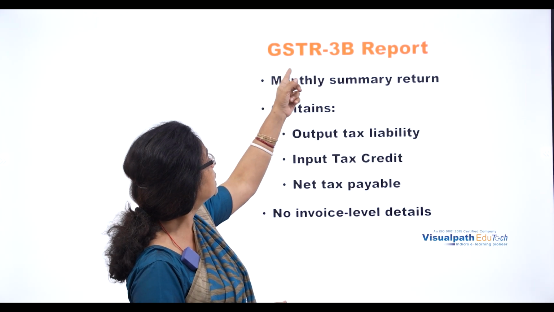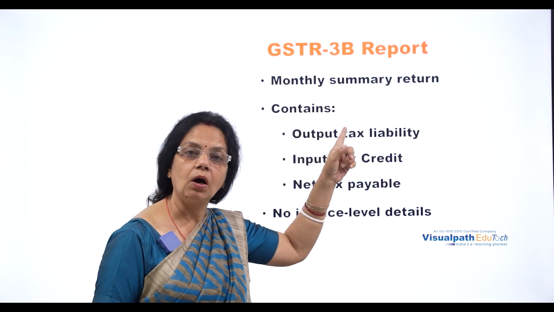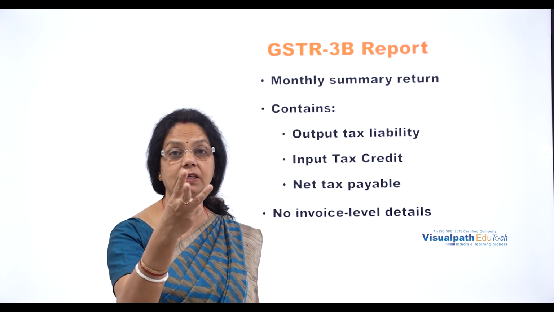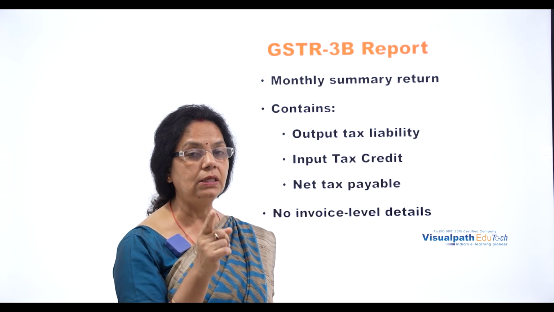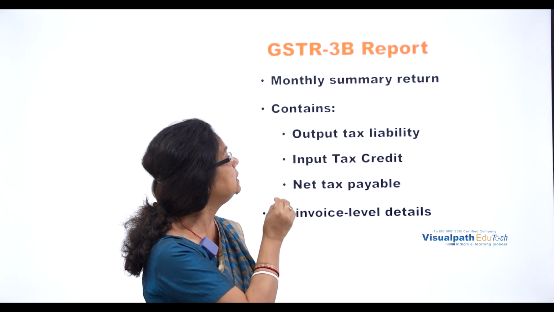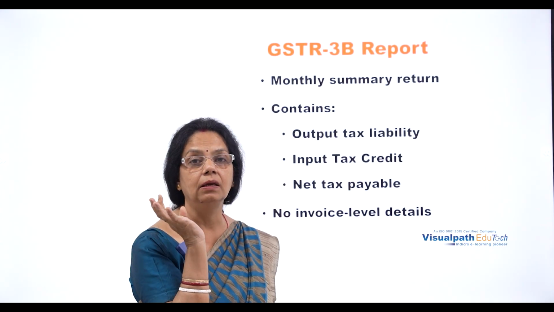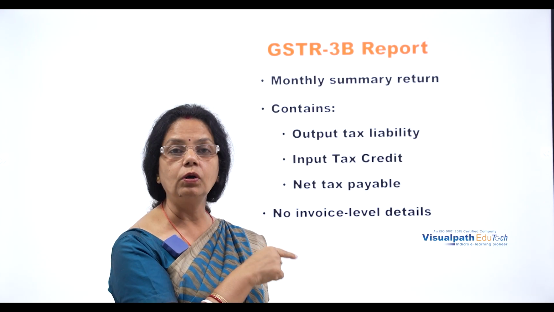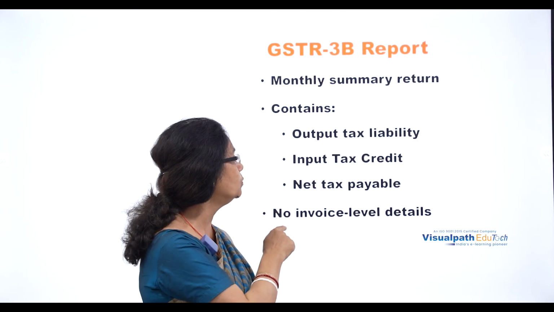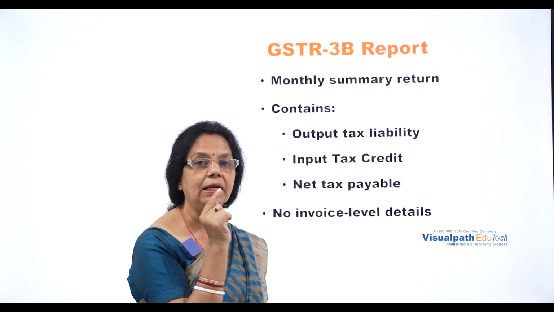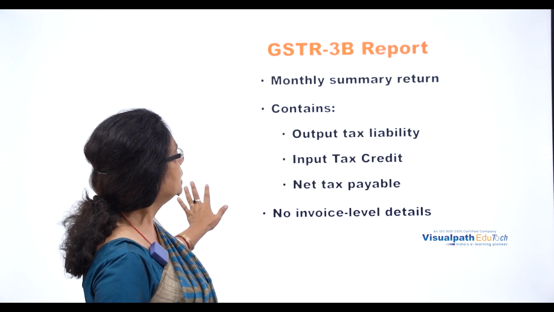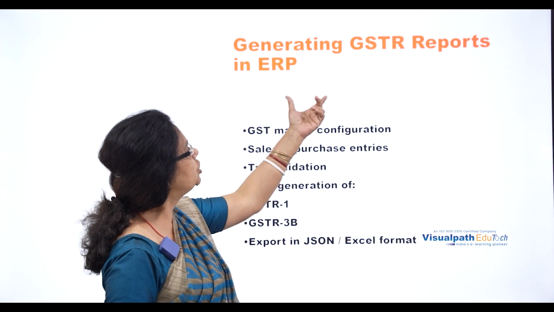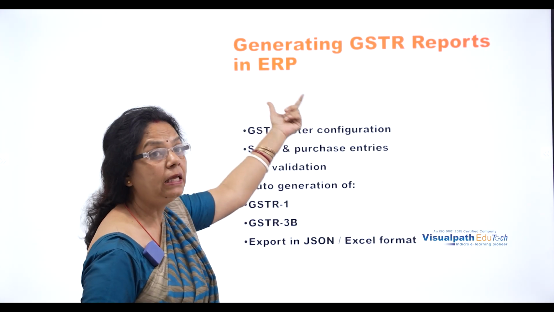The GSTR 3B report includes all this: output, input, as well as net tax payable. Three things, please remember. Those three things are only for the GSTR 3B report. The first report we got is a very normal report. The second report is implemented in case of the output tax, input tax, as well as net tax liabilities, that is, net tax payable.